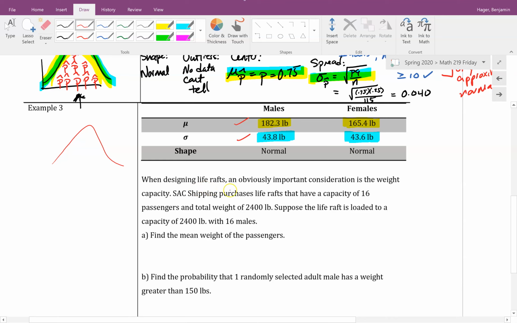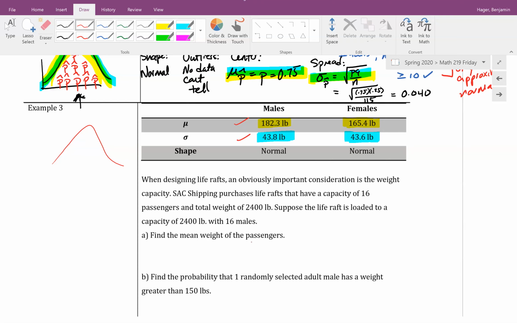It says when designing life rafts, an obvious important consideration is the weight capacity. So Saks Shipping purchases life rafts that have a capacity of 16 passengers and a total weight of 2,400 pounds. Suppose the life raft is loaded to a capacity of 2,400 pounds with 16 males. Find the mean weight of the passengers. So they're talking about basically one sample.